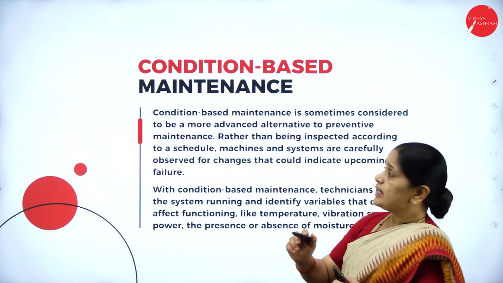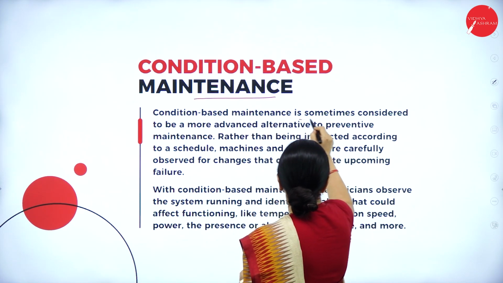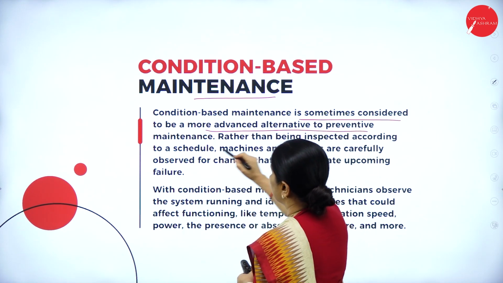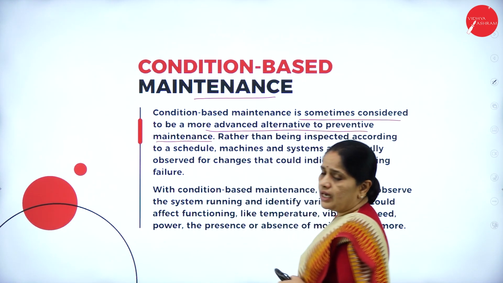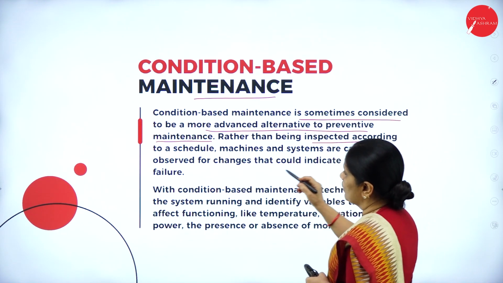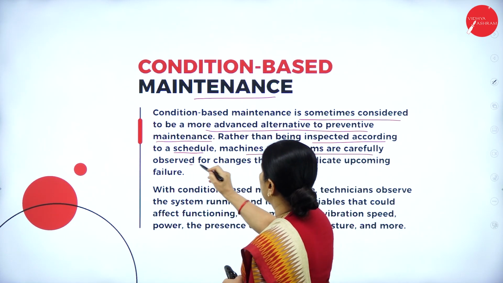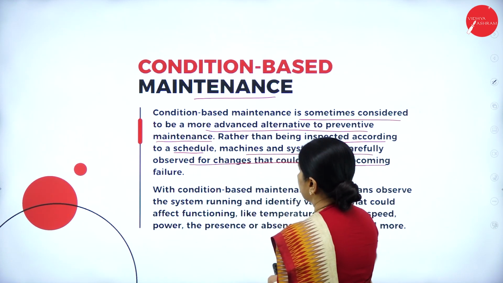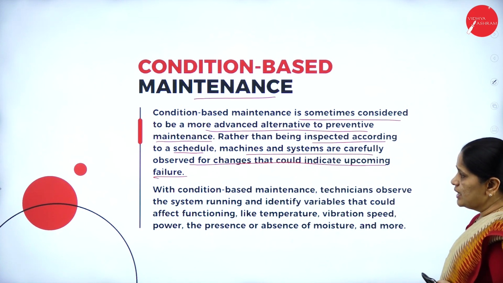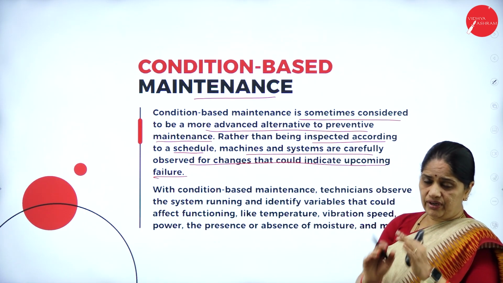Then, the next one is condition-based maintenance. It is sometimes considered a more advanced alternative to preventive maintenance. Rather than being inspected according to a schedule, machines and systems are carefully observed for changes that could indicate upcoming failure. So, condition-based maintenance means you are observing the machinery for any kind of failure.